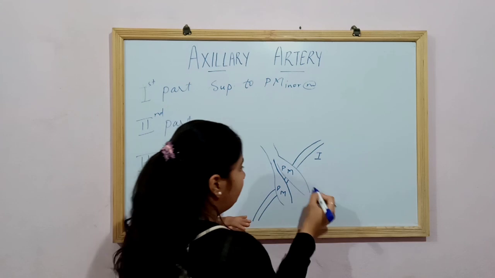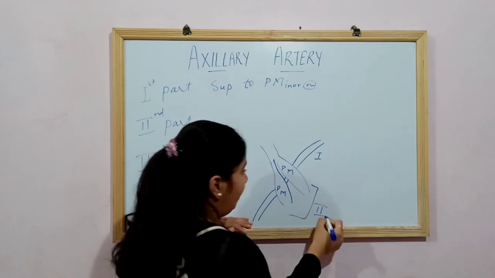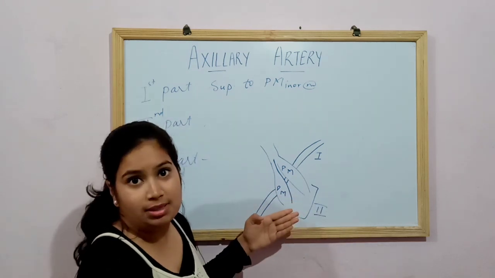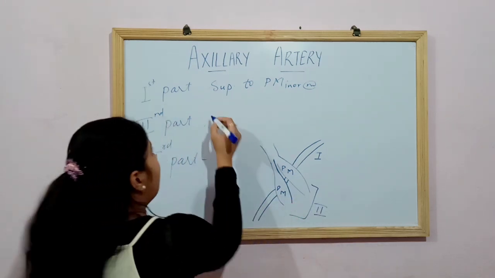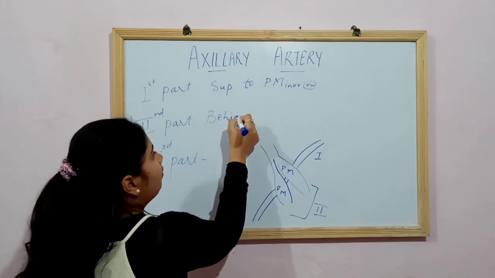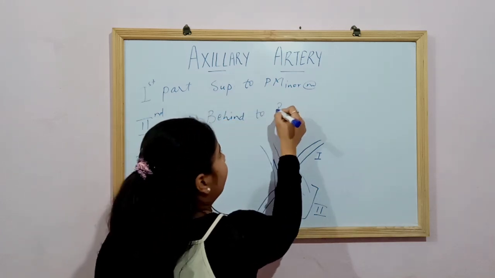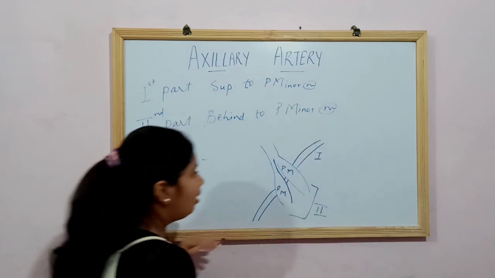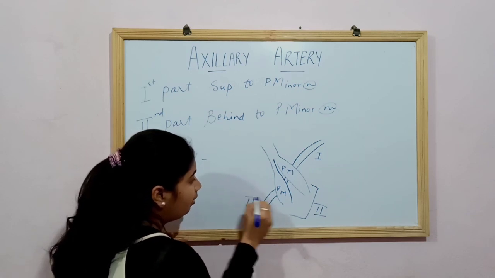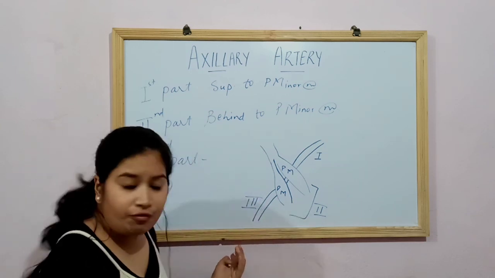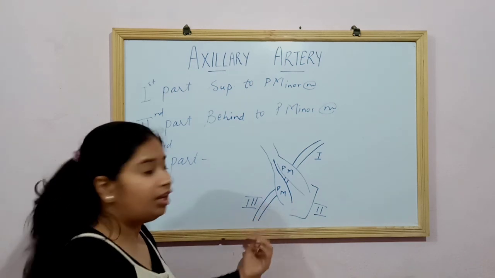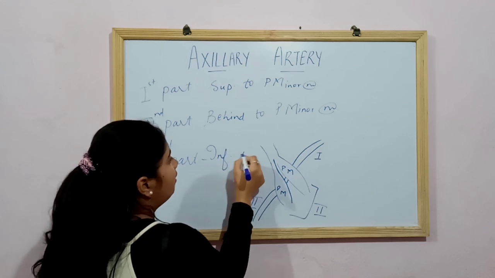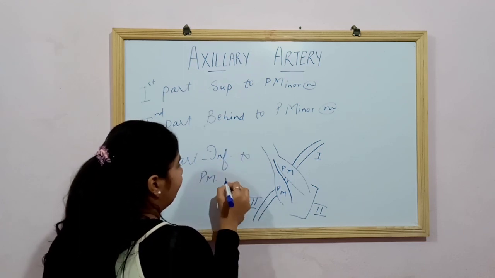And the second part, in this, your axillary artery is behind the P minor muscle, so we can name the second part as behind the P minor muscle. P minor is your pectoralis minor, and the remaining, this is the third part, which is lateral or away from the pectoralis minor muscle or inferior, यानी नीचे जो है pectoralis minor muscle के, this is called as inferior to pectoralis minor muscle.